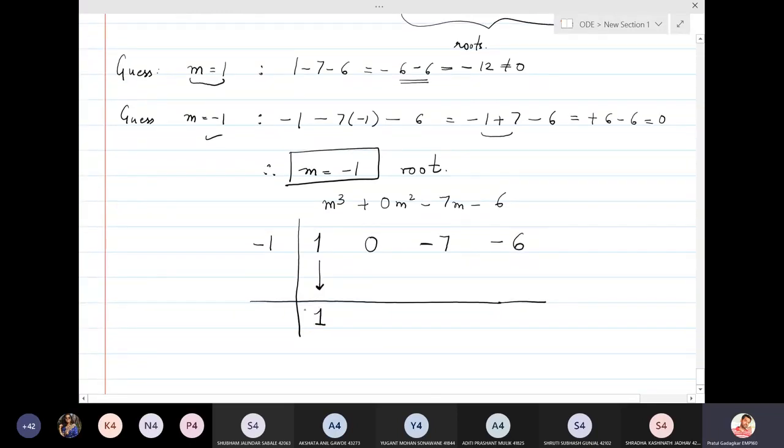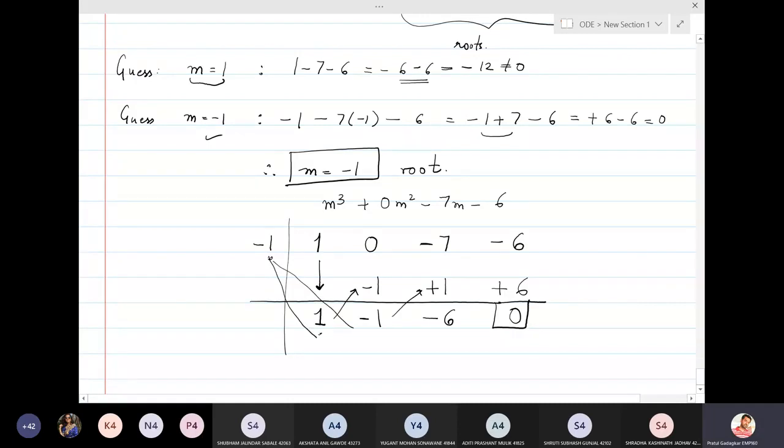So this one is carried down as it is. So this is 1. 1 into minus 1 is minus 1 here. 0 minus 1 is minus 1. Again 1 into minus 1 into minus 1 is going to give me plus 1. Minus 7 plus 1 is minus 6. And this 1 into minus 6 will give me plus 6. And this is going to become 0. This is your synthetic division method. I hope everybody remembers this. This into this should be written here.